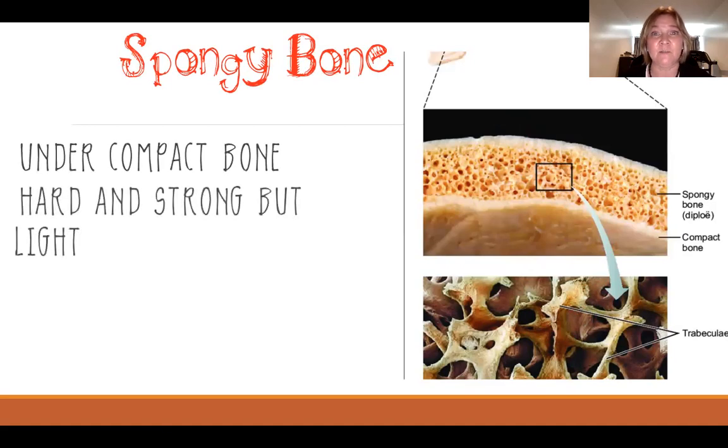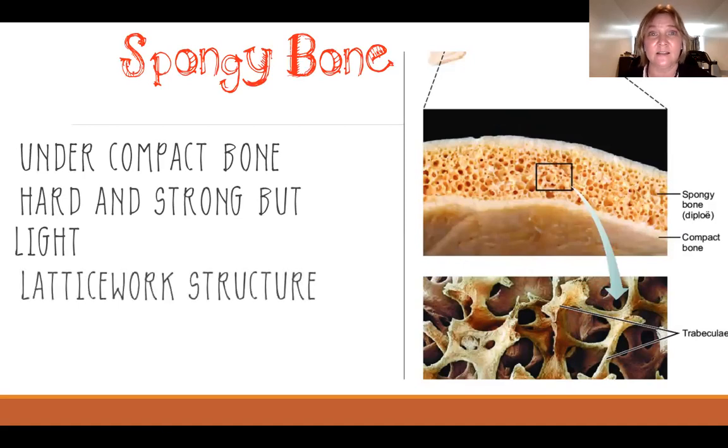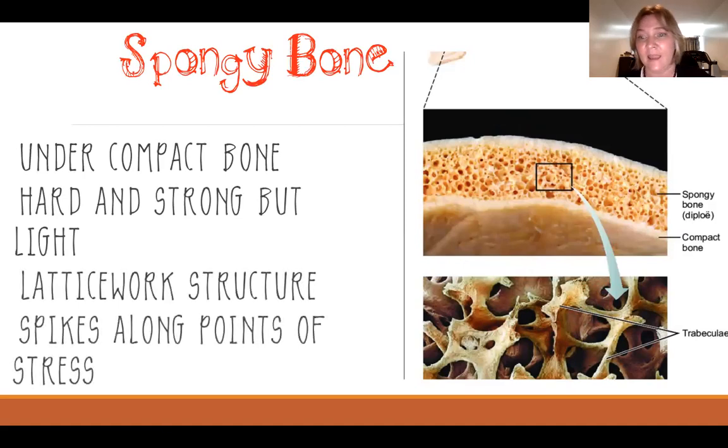So spongy bone makes bones still hard and strong, but it makes them light because it has a lattice work structure. And like I said, those spikes, the trabeculae, are along points of stress to help disperse the pressure.